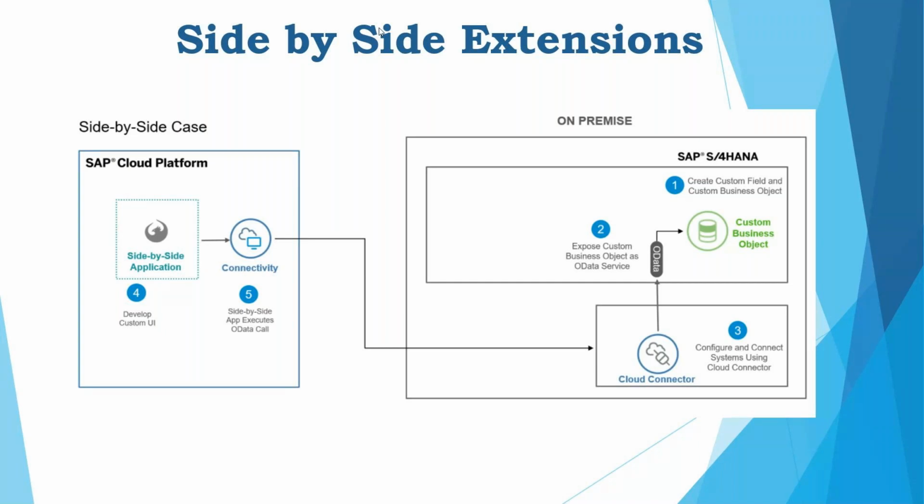Side-by-side extension is not specific to the screen I'm scrolling. You develop whatever you want. For example, SAP has provided an API Hub and you are developing an SAP UI5 application, so you are consuming that API Hub in your SAP UI5 application.